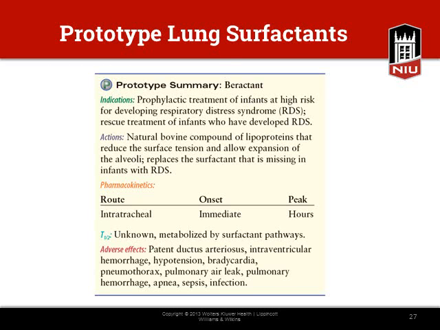Clinical trials have shown that utilizing the lung surfactant does produce far greater outcome with respect to mortality than simply intubating and providing supplemental oxygen to a neonate. Prototype, here you go. Adverse effects, pretty much as we had spoken about.